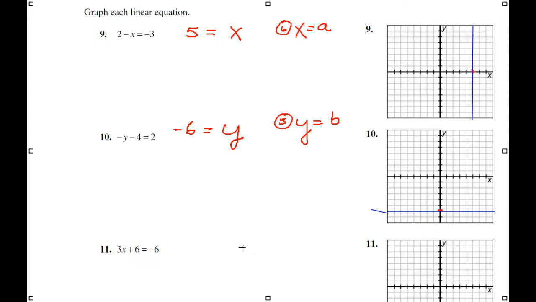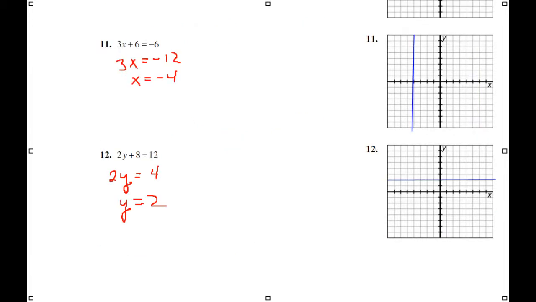Now notice, this is another one down here for number 11. But here we have to solve for x. So transpose the positive 6, makes it a negative 12, divide by 3, x equals negative 4, a vertical line through negative 4. Here we transpose the positive 8, it becomes a negative 8, plus 12 is 4, divide by 2, here we get y equals 2. Horizontal line at 2.